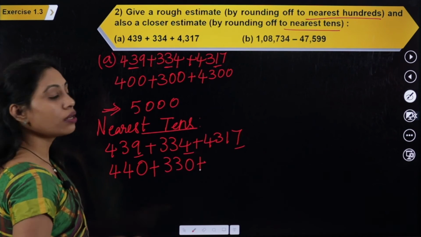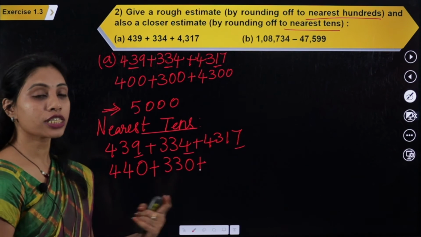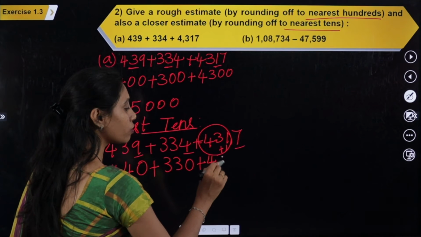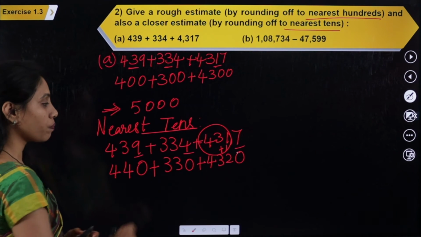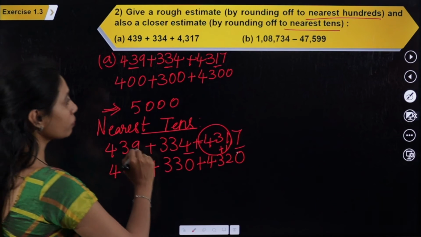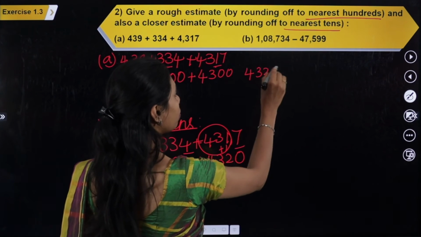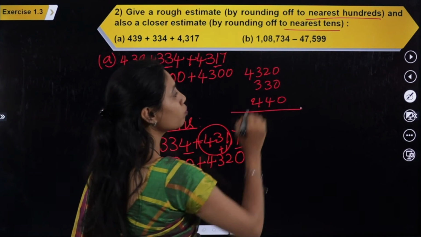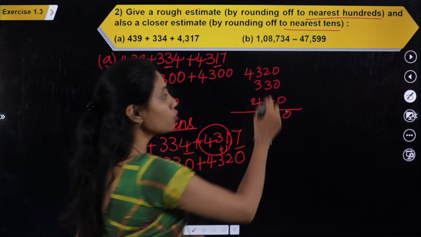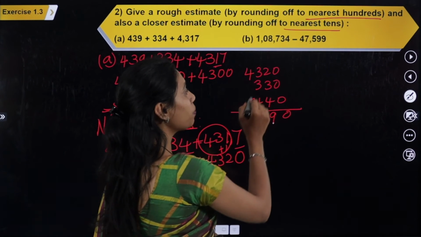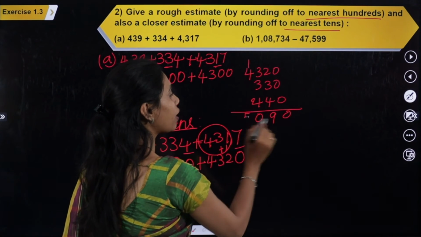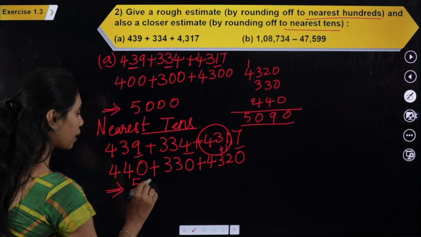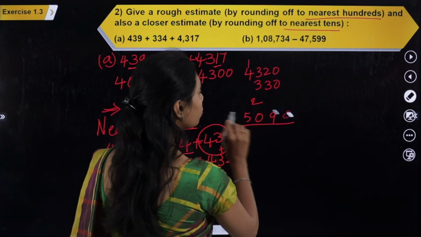Next, 431 and here the underlined digit is 7. 7 is greater than 5. So we have to add 1 to the existing number. 431 plus 1 gives us 432 and the underlined digit becomes 0. Let us add all these numbers now. So I am writing here 4320 plus 330 plus 440. So here we have 2 plus 0 plus 0 plus 0 is 0, 2 plus 3 is 5, 5 plus 4 is 9, 3 plus 3 is 6, 6 plus 4 is 10, 1 plus 4 is 5. So finally, the estimated answer to its nearest 10 is 5090. Now, let us do the next question.